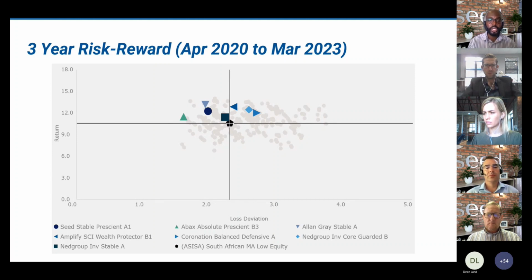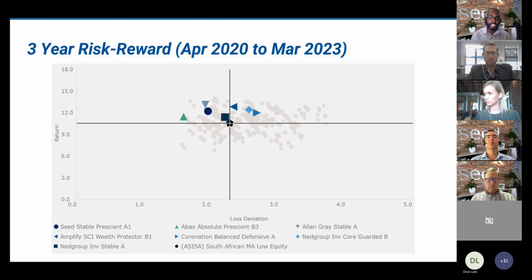And what you're just trying to do there is to deliver good risk adjusted returns, so better than the average return, which is represented by that multi-asset low equity average, and then also trying to minimize on your volatility, which would be on the top left quadrant. So you can see the Seed Stable Fund and the Allan Gray Stable Fund have probably got the best risk-adjusted returns over the last 3 years, with much better than average returns and much lower volatility.